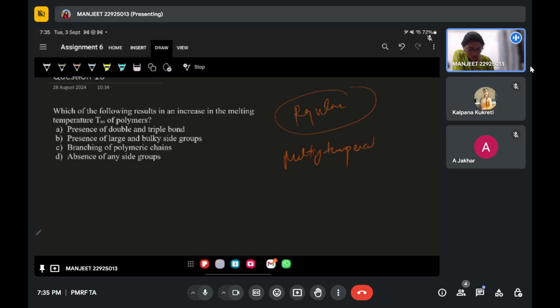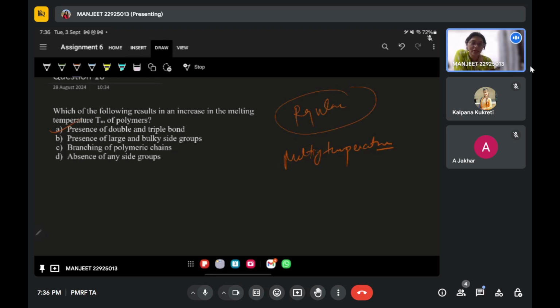In the first option they have asked about the presence of double and triple bonds. The presence of double and triple bonds can lead to an increase in the melting temperature of the polymer, because they give strength to that polymer, and that's why the melting temperature will increase. Another option is the presence of large and bulky side groups.